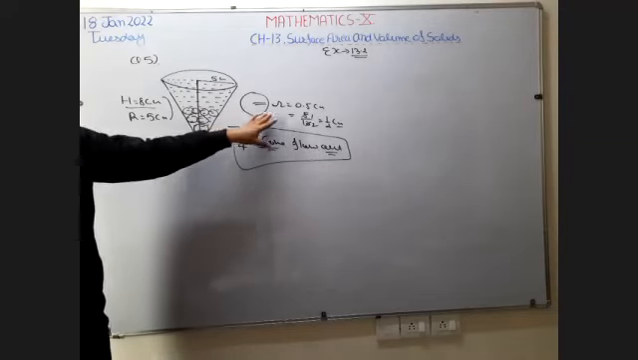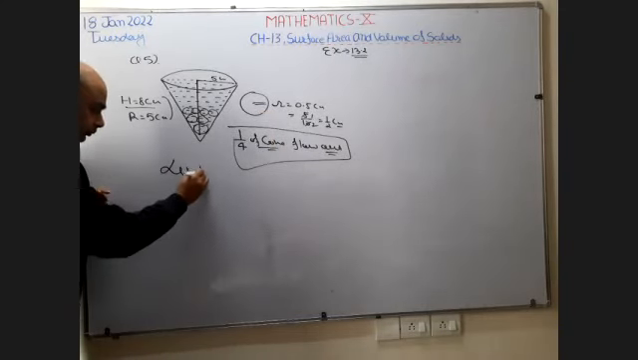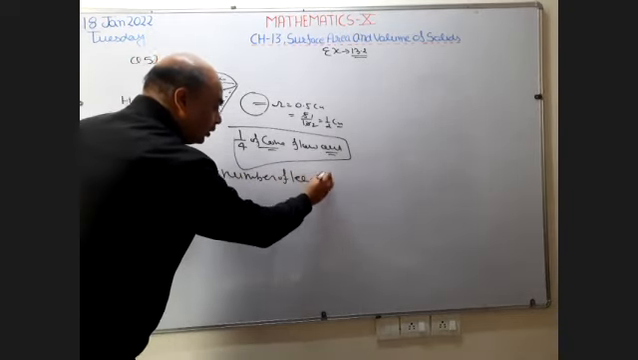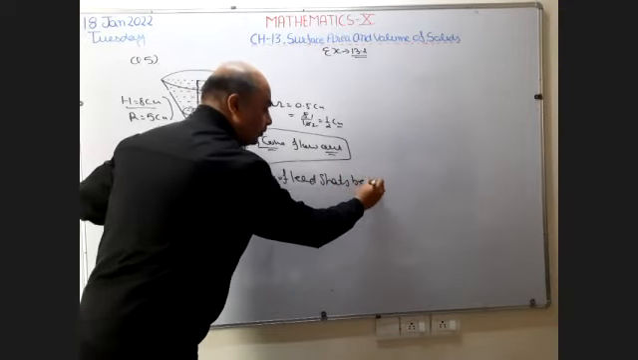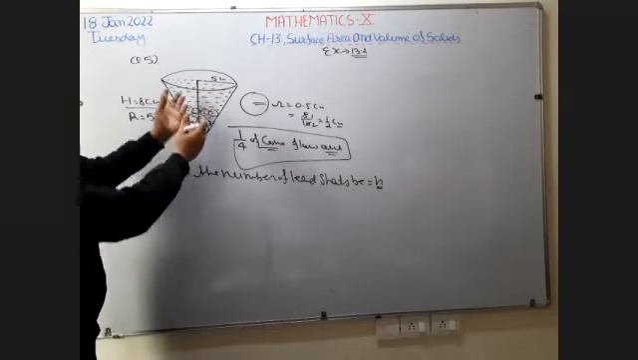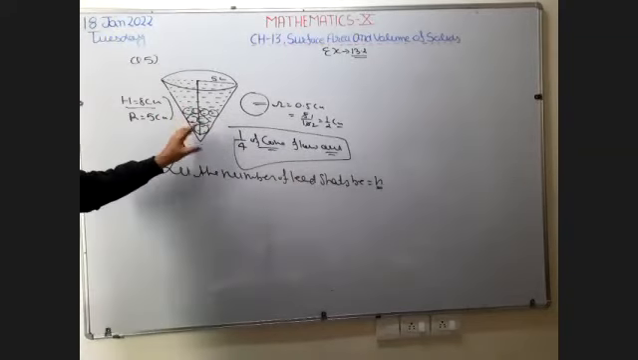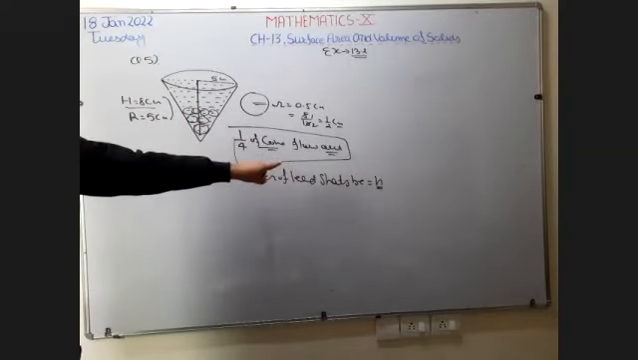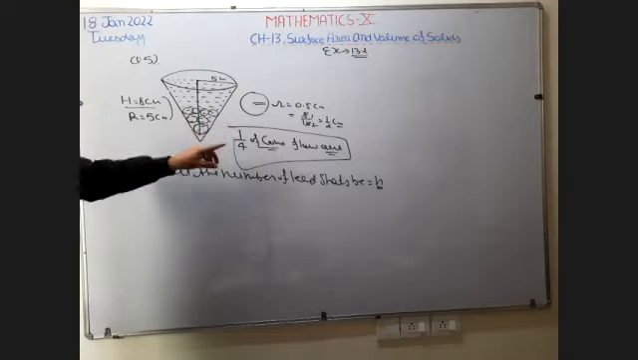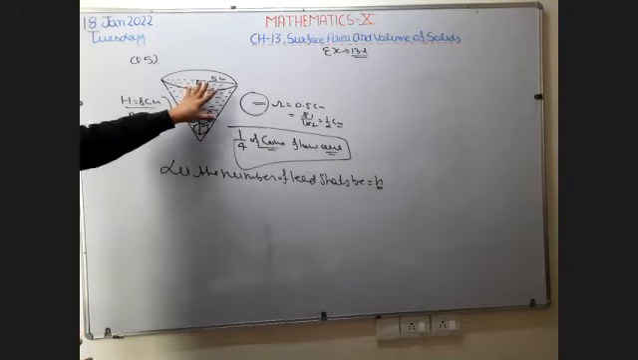Since the number of spherical lead shots is not given, let the number of lead shots be n. N number of lead shots I want to drop so that 1/4 of the water flows out. It means the volume of these n lead shots is equal to 1/4 volume of the cone, because this is going to displace 1/4 of the volume from the vessel.